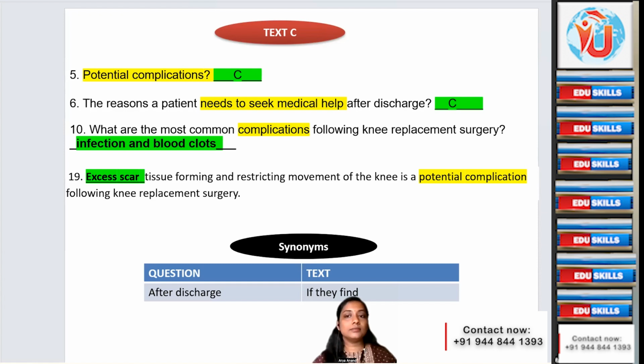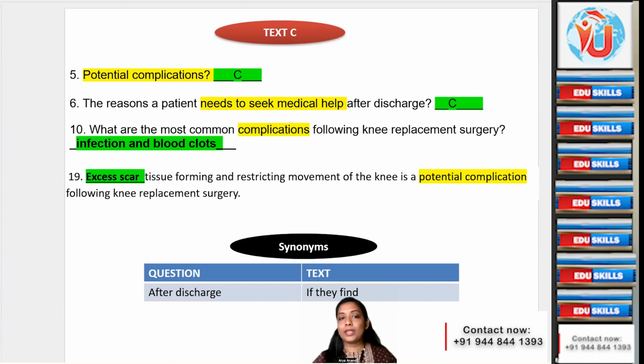Any doubts? Ma'am, can you repeat it again? The reason a patient needs to seek medical help after discharge. So when we seek medical help after discharge, it is because we have some problem, right? If we have some problem, it is a complication only, right? Simply we will not come and see the doctor, no? So from which text is it? It is a complication, right?